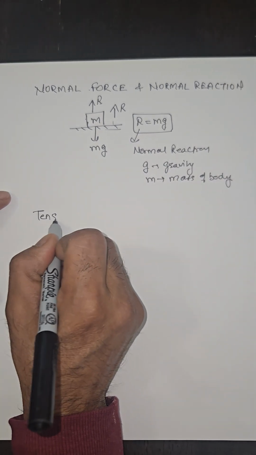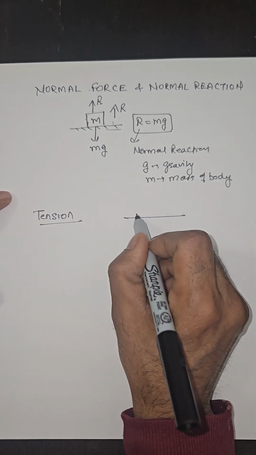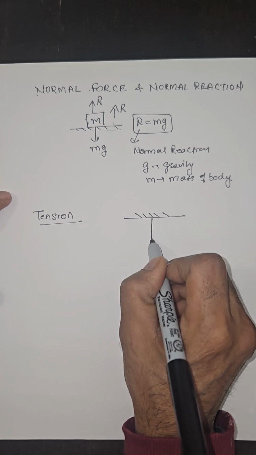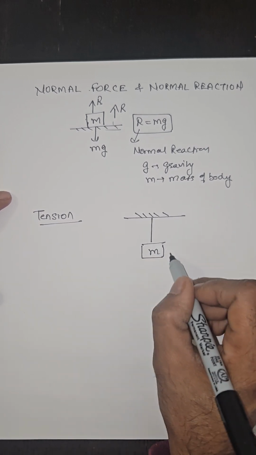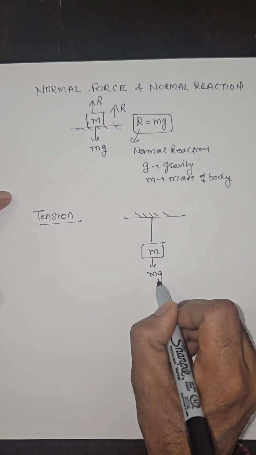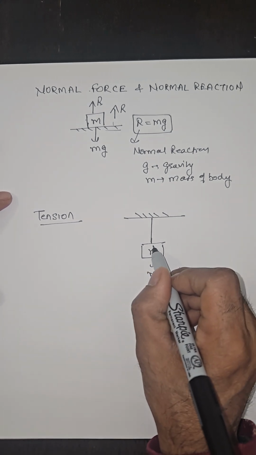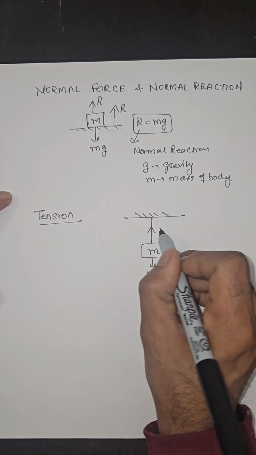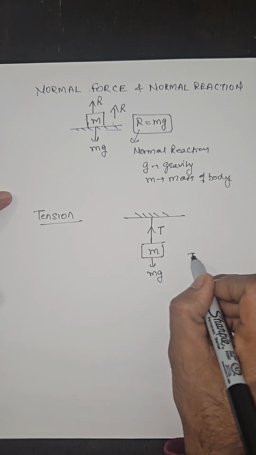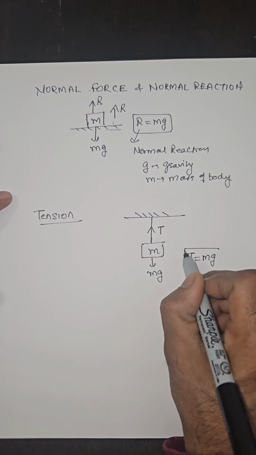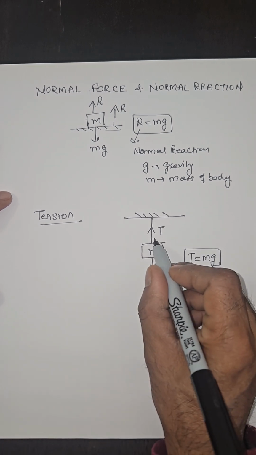Now we will discuss tension force. Suppose there is a rigid spot and you attach a mass m with a string. So this weight mg will act downward. To balance this weight, an opposite force comes into the picture that will balance this force mg. This force is called tension in the string.